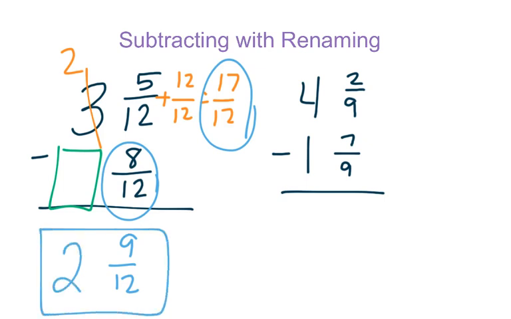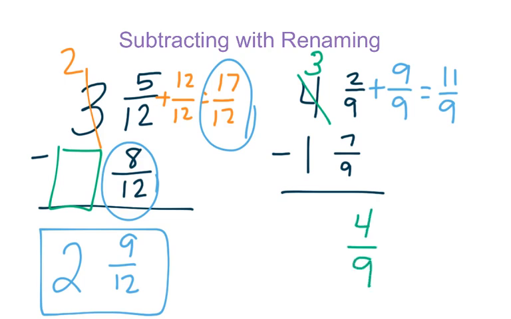Go ahead and do our next problem. We're going to do the same thing here. We have to regroup, so our 4 is going to become a 3, and then we add a whole. And when we do that, we're left with 11/9 minus 7/9, and 11 minus 7 gives me 4/9, and then I can subtract my whole numbers. 3 minus 1 gives me 2.